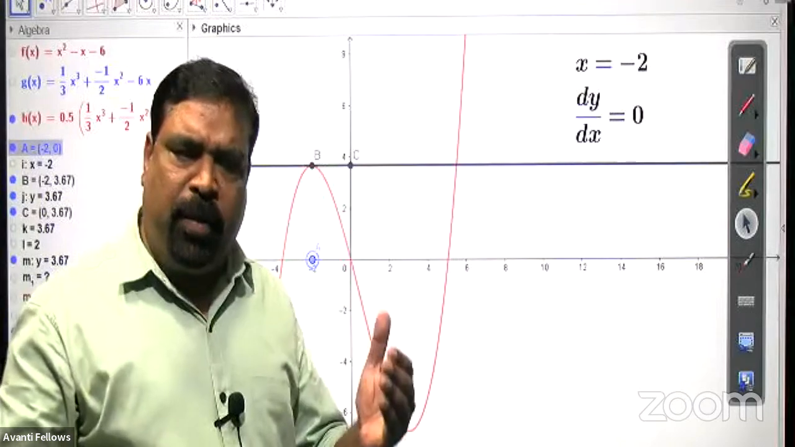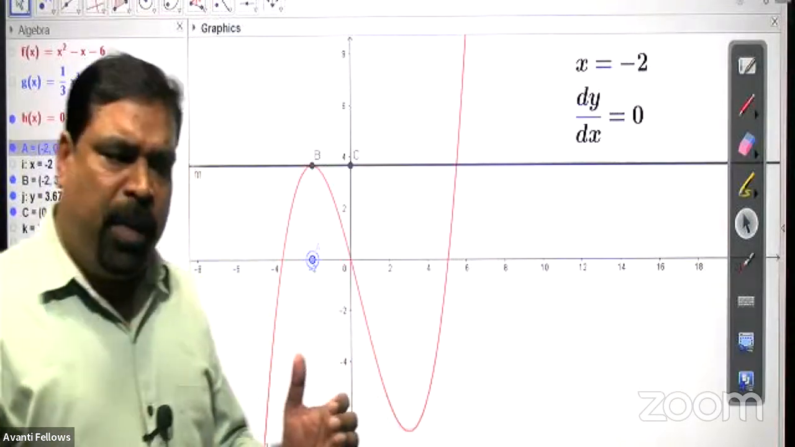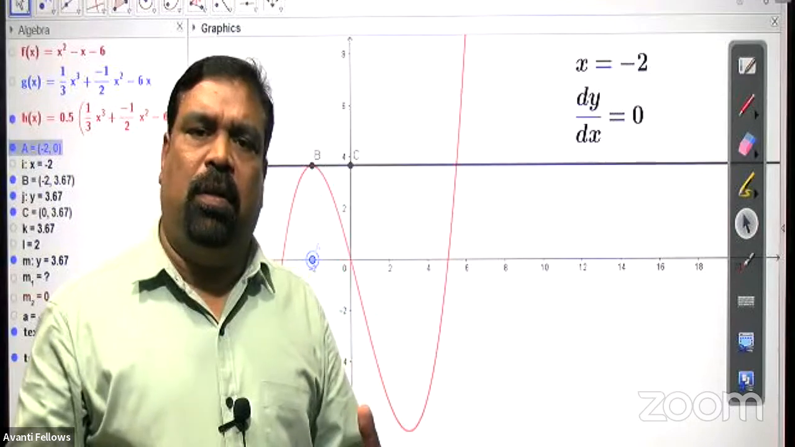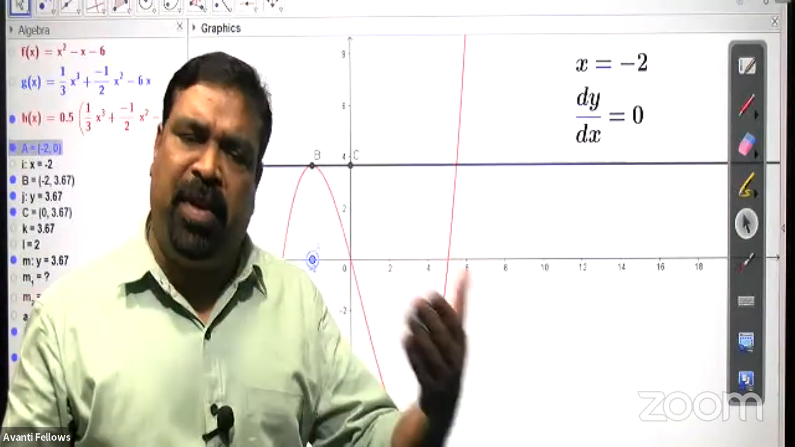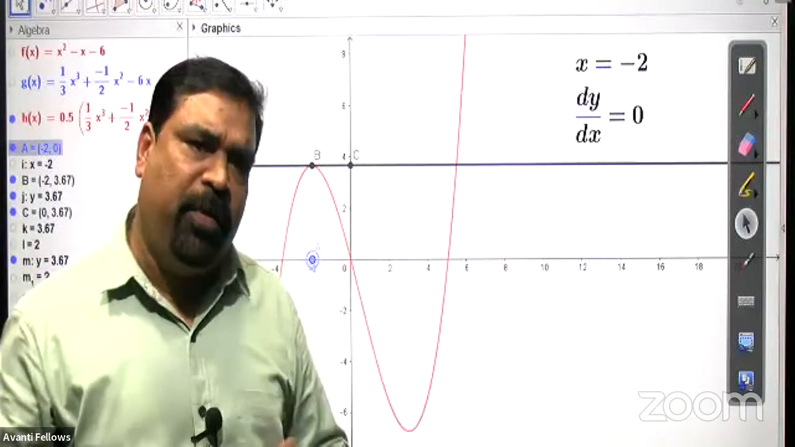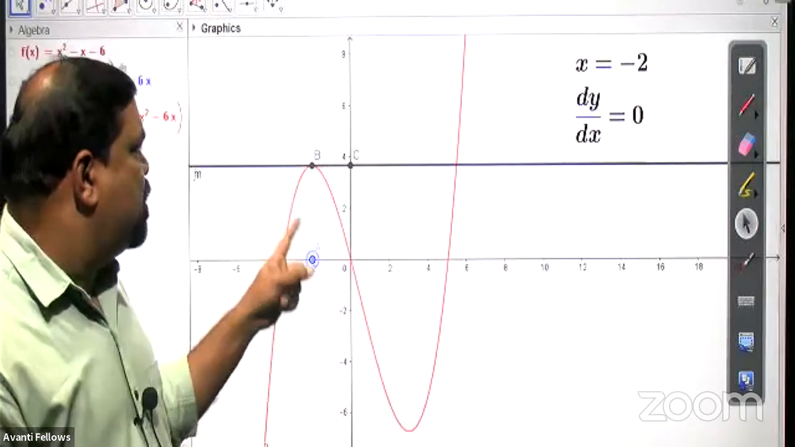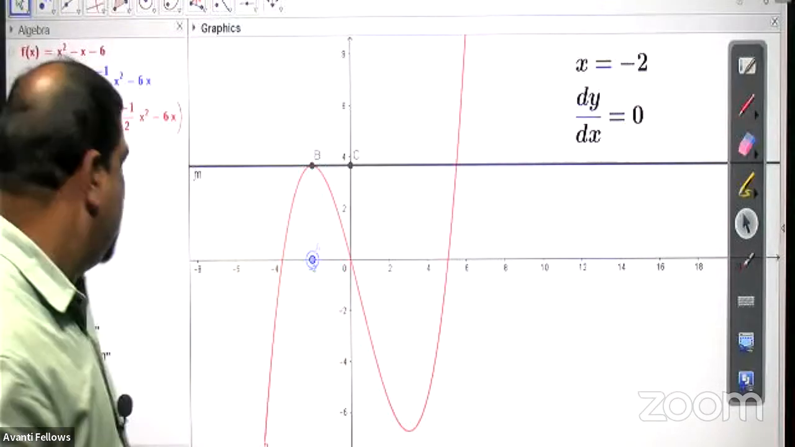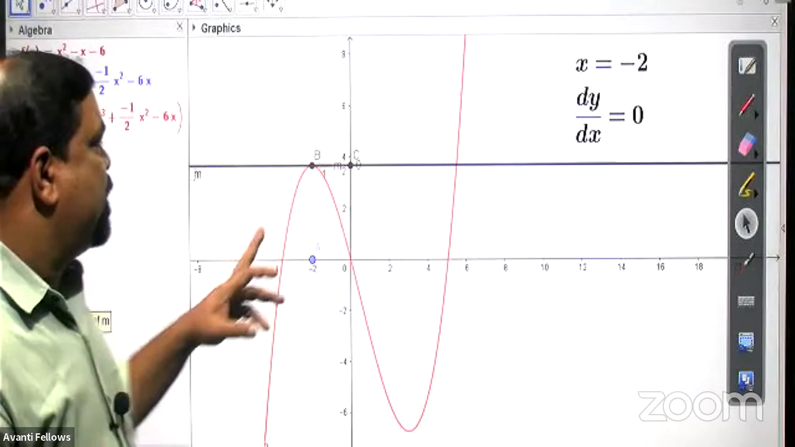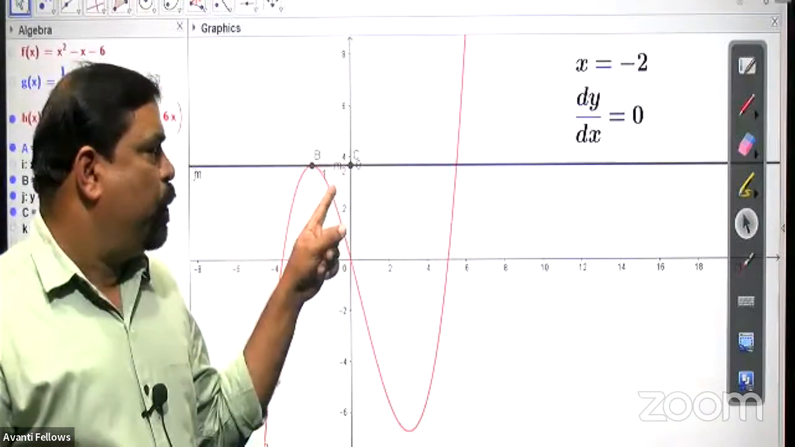Critical point means the point where the derivative is 0 or the function is non-differentiable, where the derivative does not exist. That is also called a critical point. Anyway, at this point -2, you can see the derivative is 0. That means the slope, as you can see on the screen also, m2 equals 0.